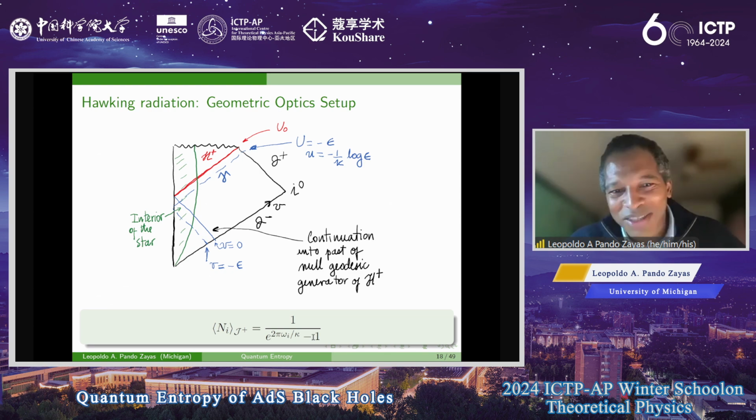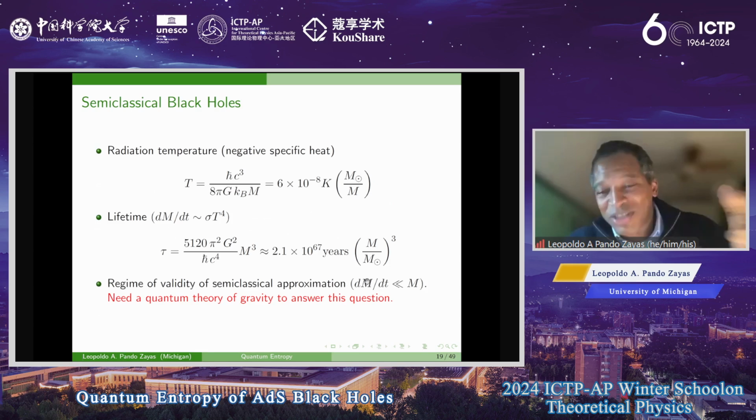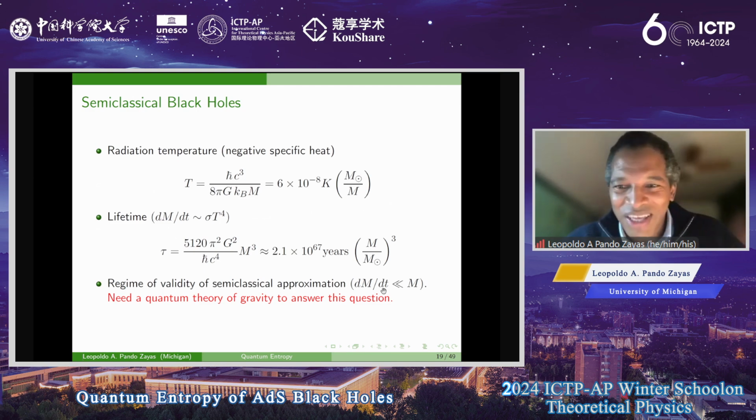You can also evaluate the time of evaporation of a black hole, so it takes a long time. Of course, this formula was semi-classical. It is true when the change in mass is a lot smaller than the mass of the black hole itself. And there has actually been some recent work where this question has been revisited. And I have something to say later maybe.